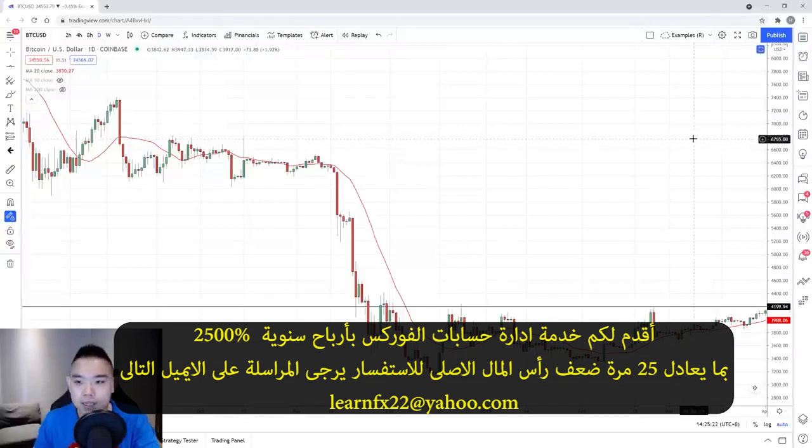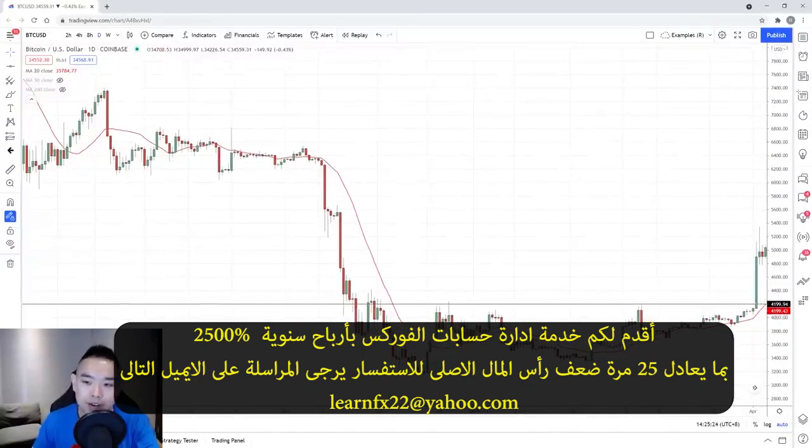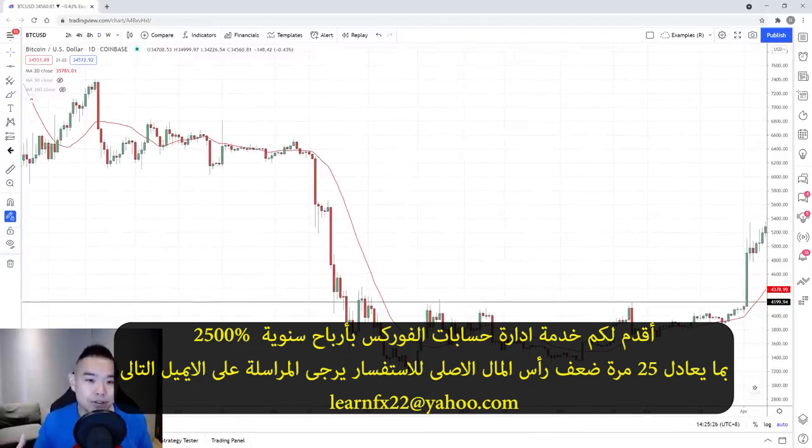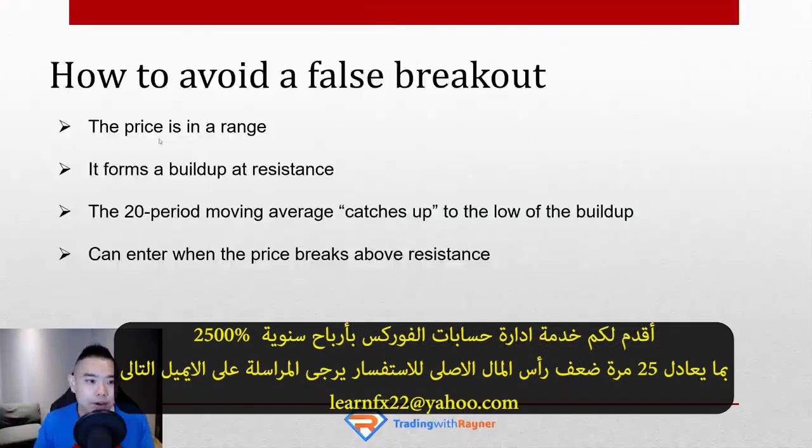And in this case, what happened is that the price pretty much exploded higher and went nicely in your favor. So basically, this is the key thing that you want to look for when you're trading breakouts, breakouts with a build up. So a quick recap. Number one, the price is in a range. It forms a build-up at resistance. The 20-period moving average catches up to the low of the build-up, and you can enter when the price breaks above resistance. Vice versa for trades in the opposite direction, or rather, selling a breakdown. The rules will just be the opposite.